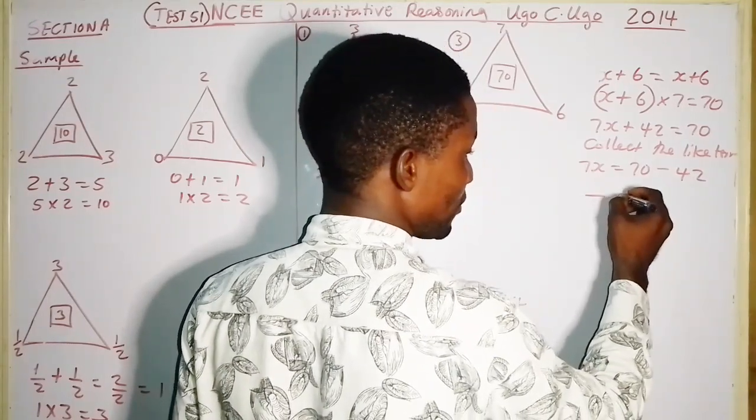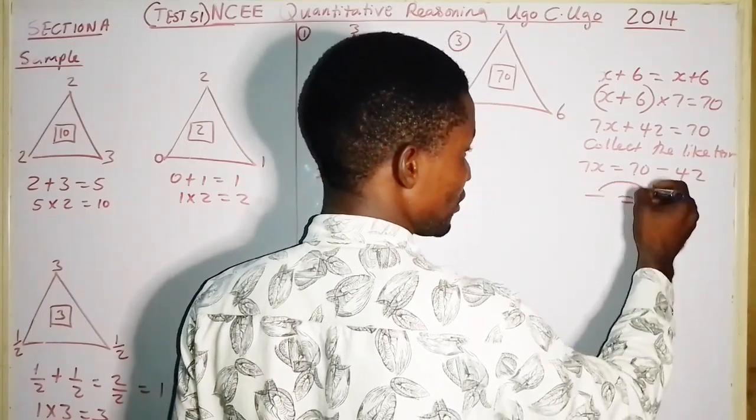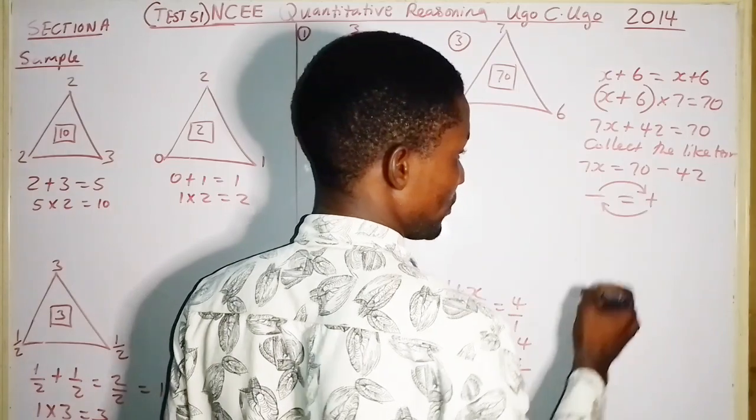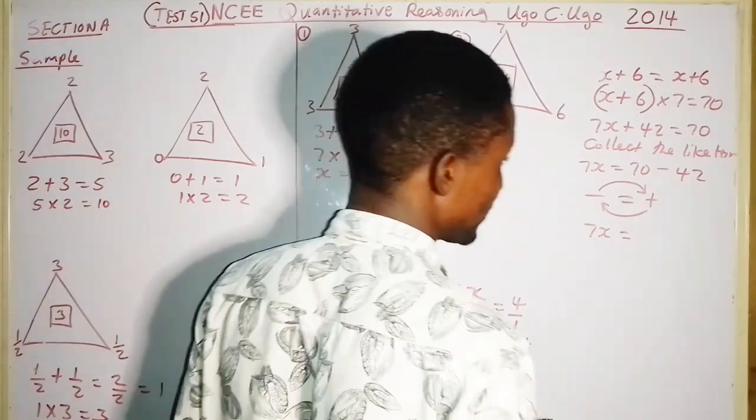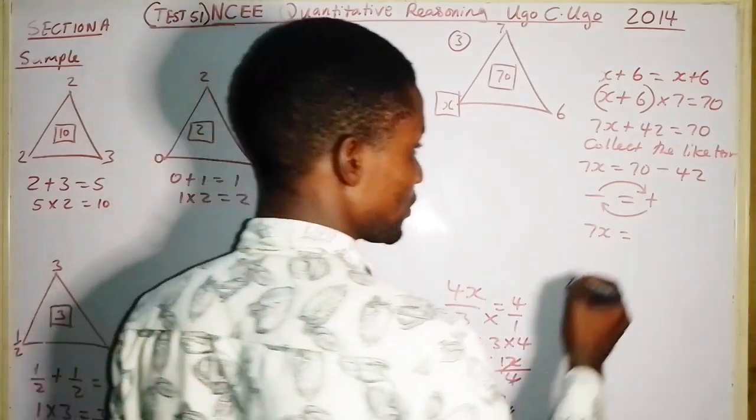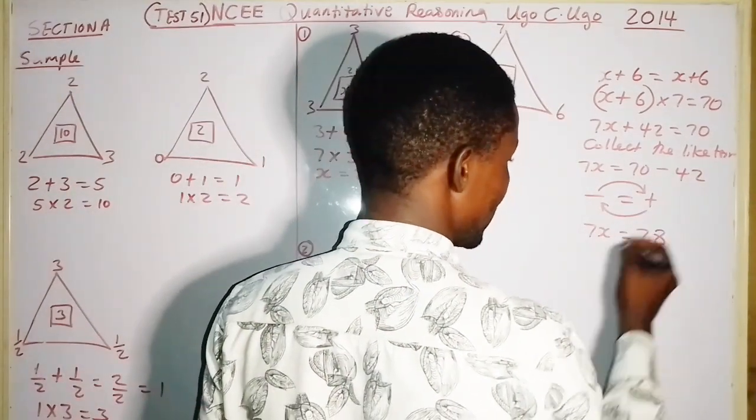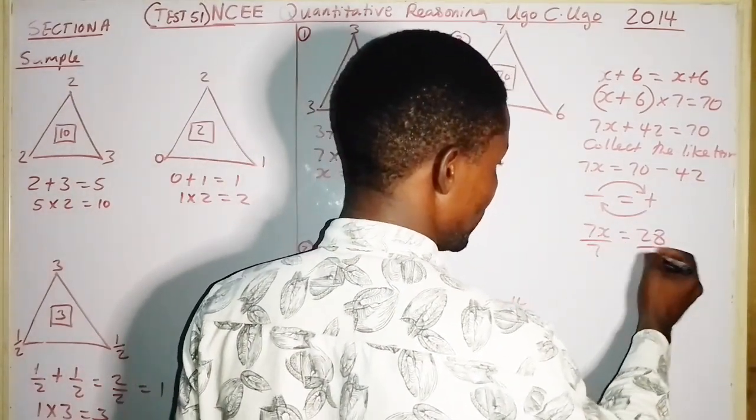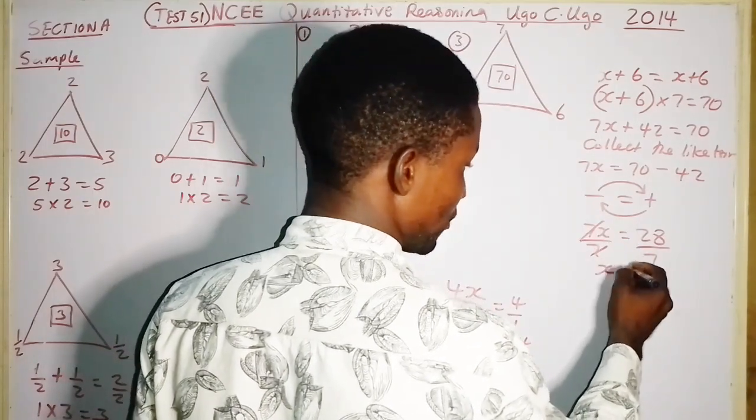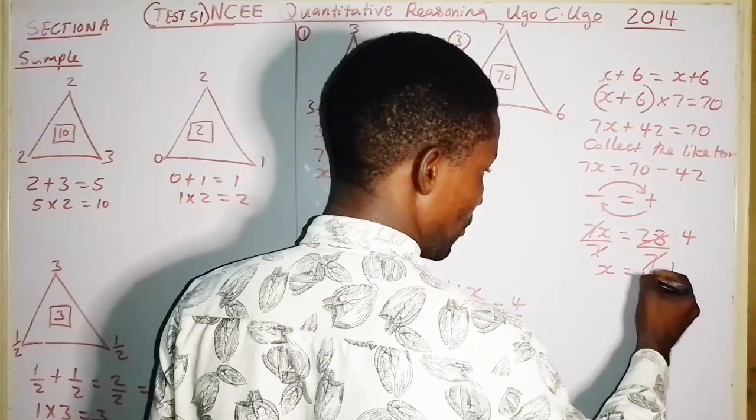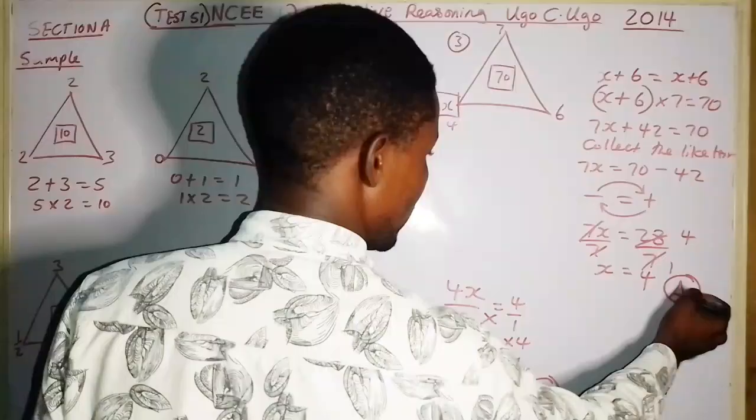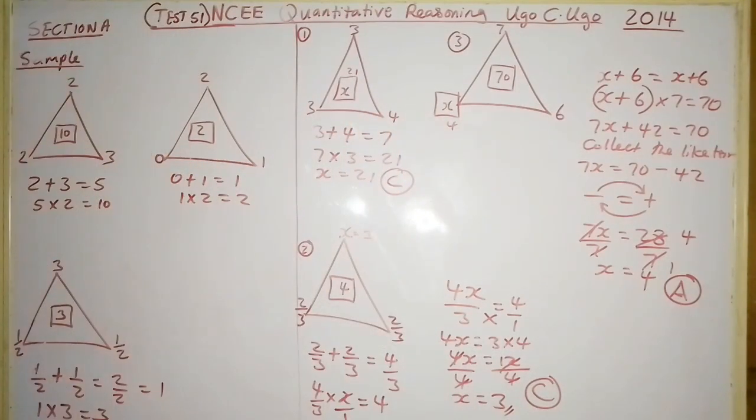Know that when minus cross this border of equality sign, it changes to plus, and when plus cross the border, it changes to minus. So we have 7x equals to 70 minus 42 is going to give us 28. So you divide both sides by 7. X equals to 4. So our x here is 4. That's the right option on the board.